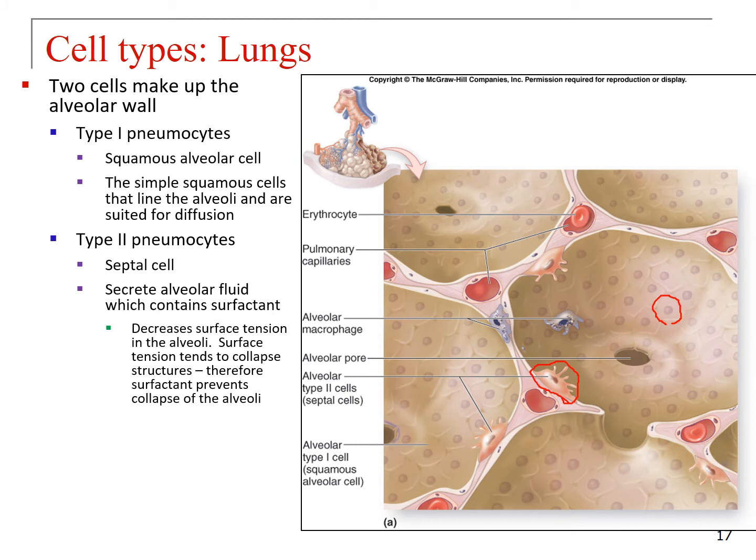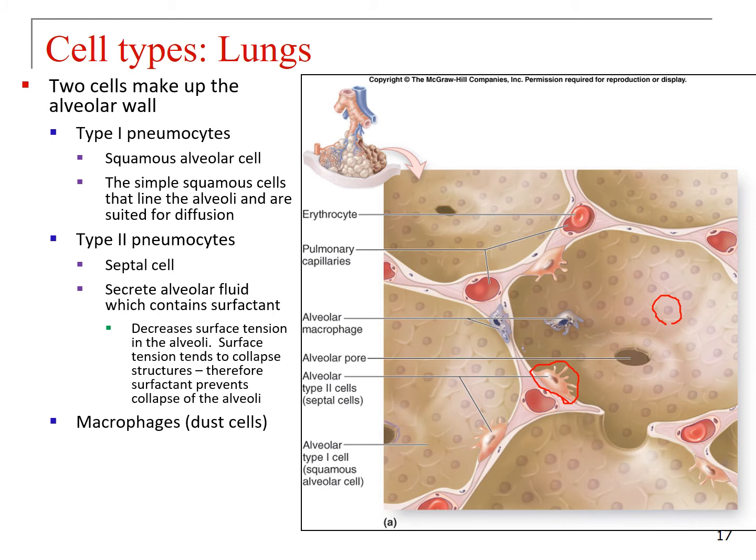Now there has to be a little bit of surface tension there. You can't eliminate it entirely, for reasons which I'll get into later. But surfactant does keep them from collapsing. Now one of the reasons why premature babies have to be placed on a respirator is because their type 2 pneumocytes don't get really cranked up with the surfactant until very, very late in pregnancy.